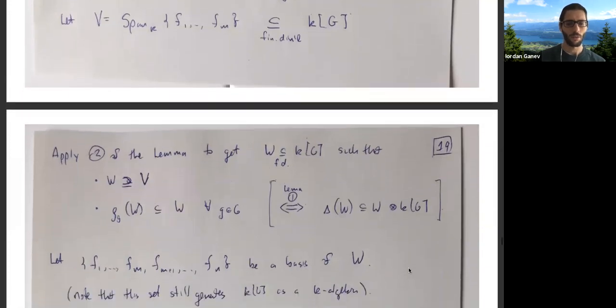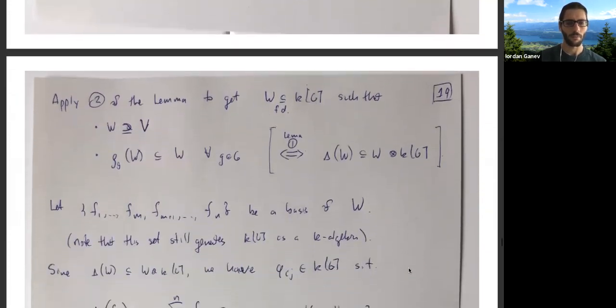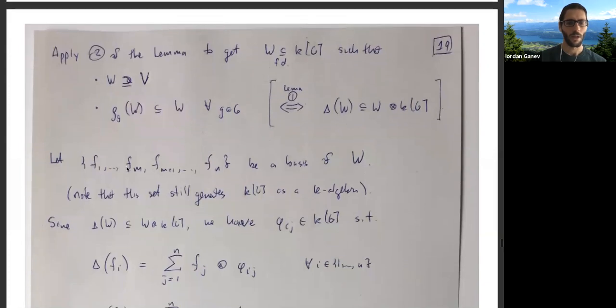And what do we do next? Well, we have this W, and V was the span of these generators up to F_m. Now let's pick a basis of W. So we can extend the basis of V to a basis of W. So now we have some more vectors, some more functions on G, but we still have this generating set as a subset. So this whole set still generates the algebra as a K-algebra.